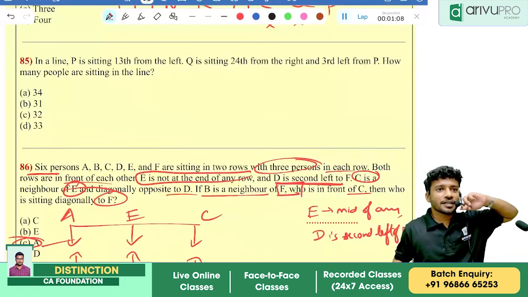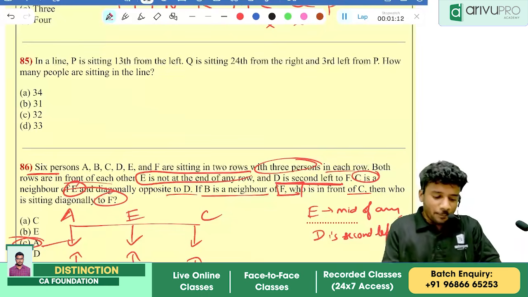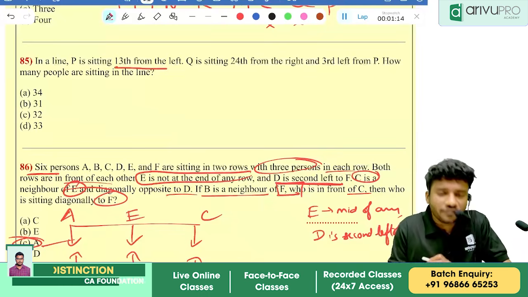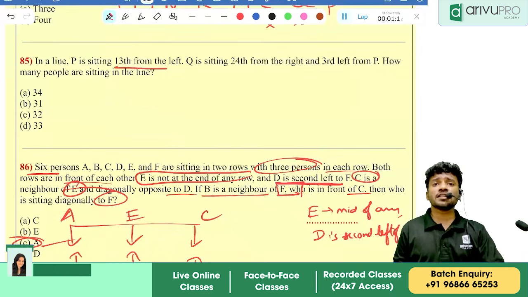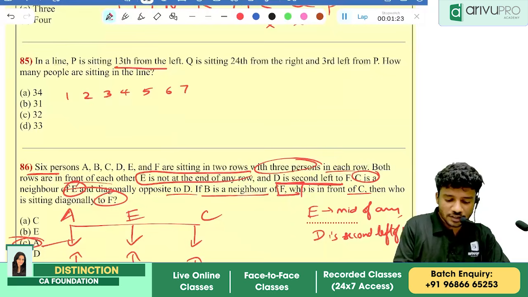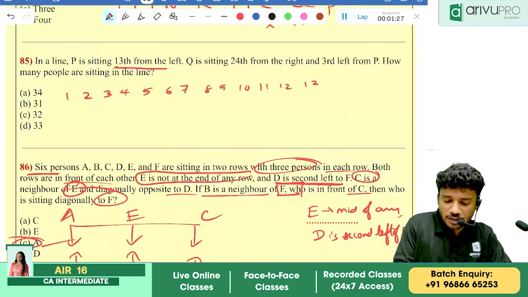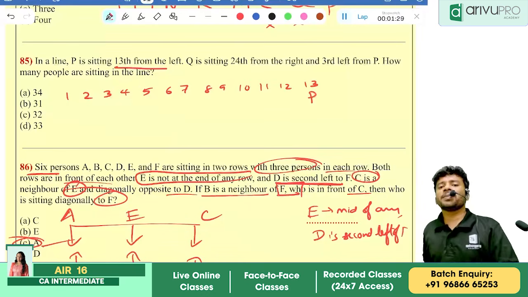Can we try? Yes. Look here. In a line, P is sitting 13th from the left. Who is sitting 13th from the left now? P is sitting. So first, second, third, fourth, fifth, sixth, seventh, 8, 9, 10, 11, 12, 13th position. Who is there? P is there.